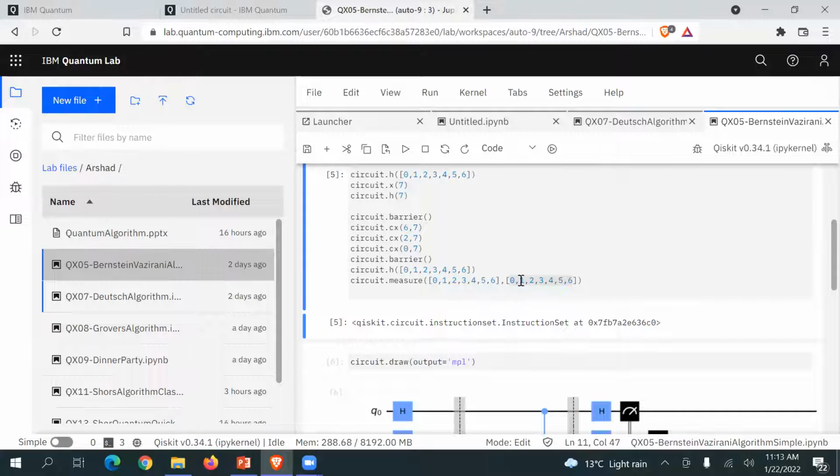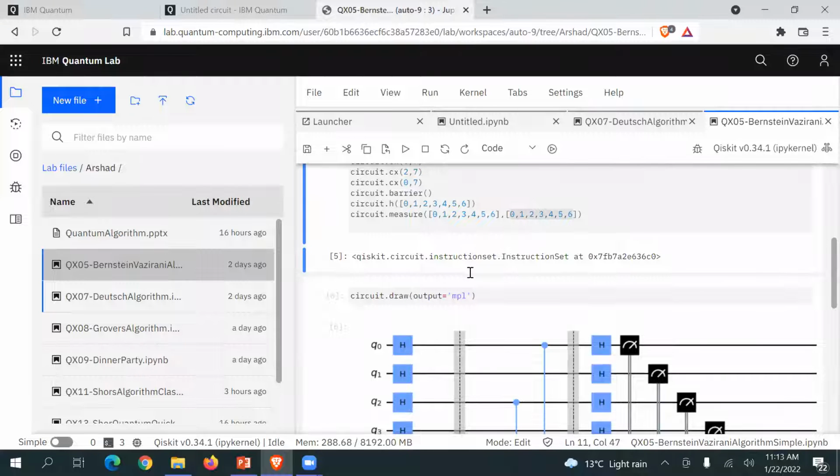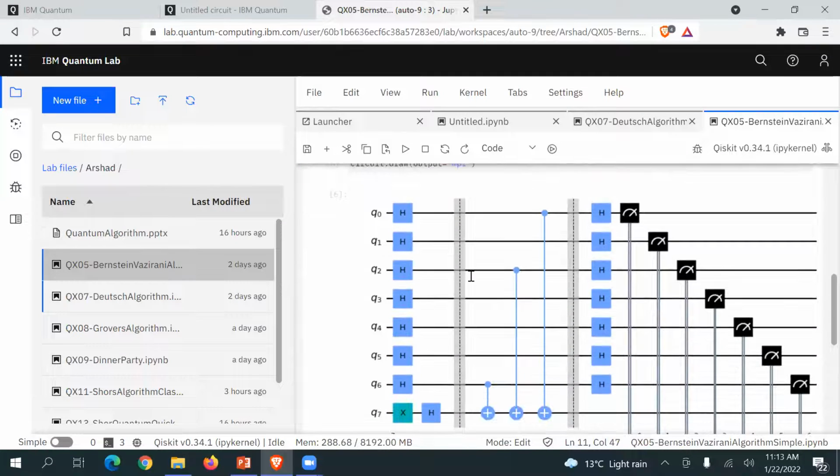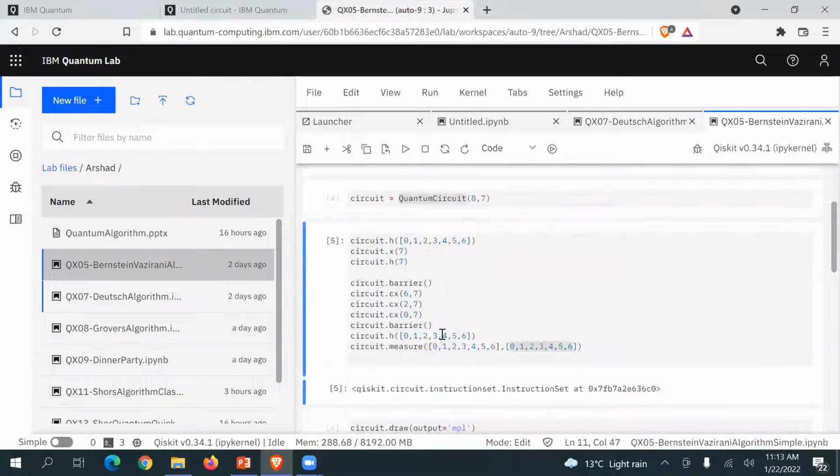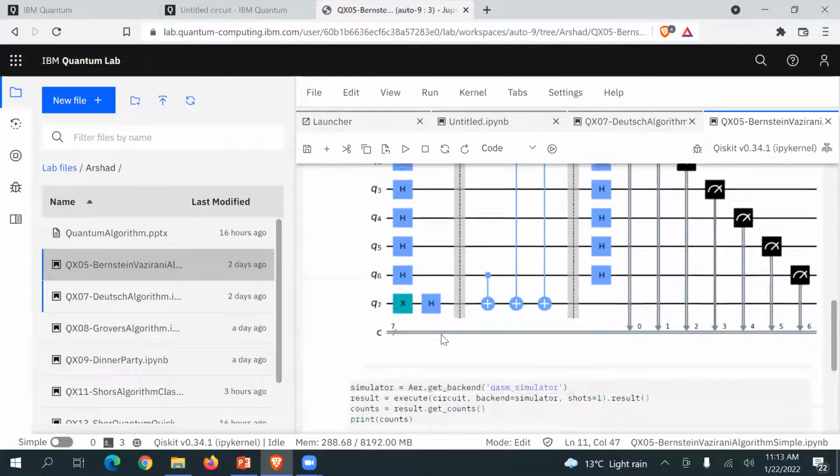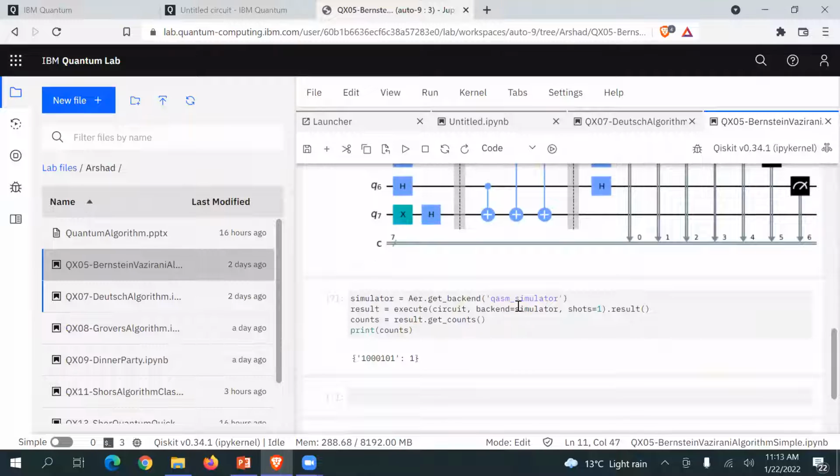So what we have done, we have put CX gates on top of the desired bits, and we then measure all the qubits and put the results into classical bits. We run it on a simulator, and with only one shot, we are able to get the secret number.